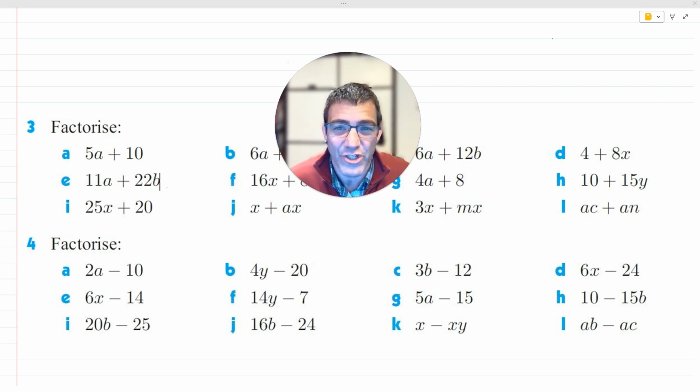Today we look at a short worksheet on factorizations. Let's go!